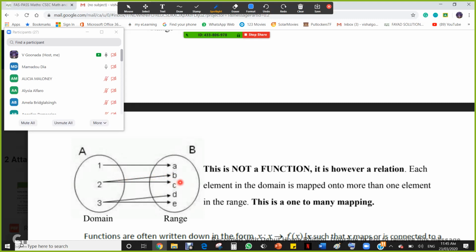It's not making sense. And because of that, it is not referred to as a function. However, it is a relation. So again, one going to many is not a function. A one to many is not a function.